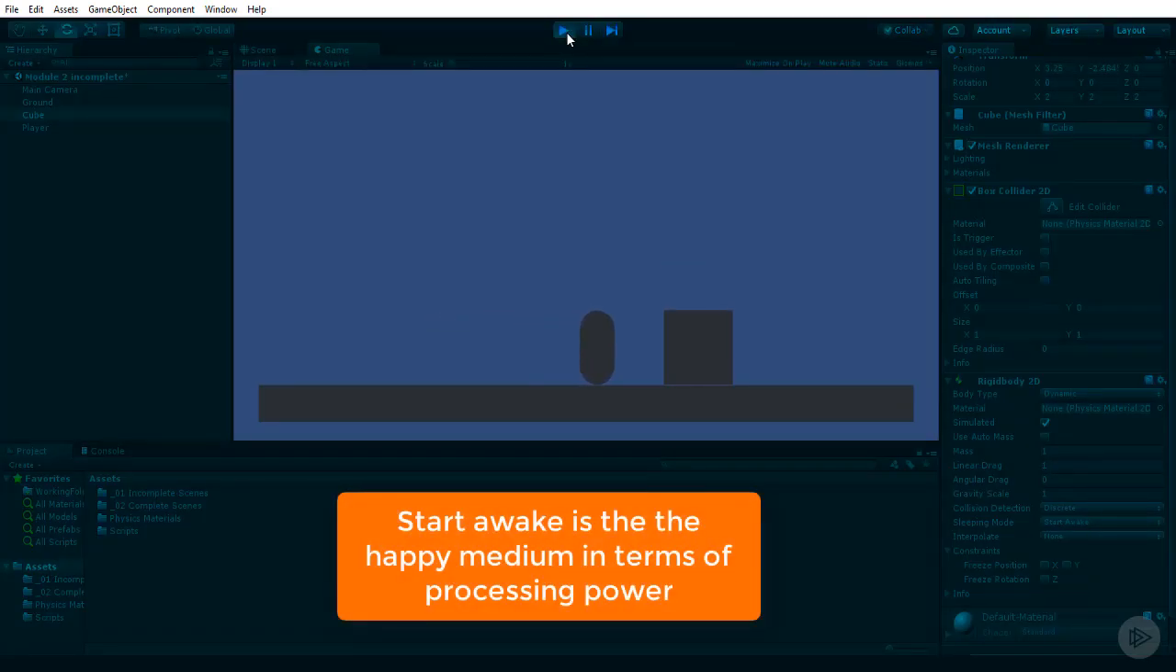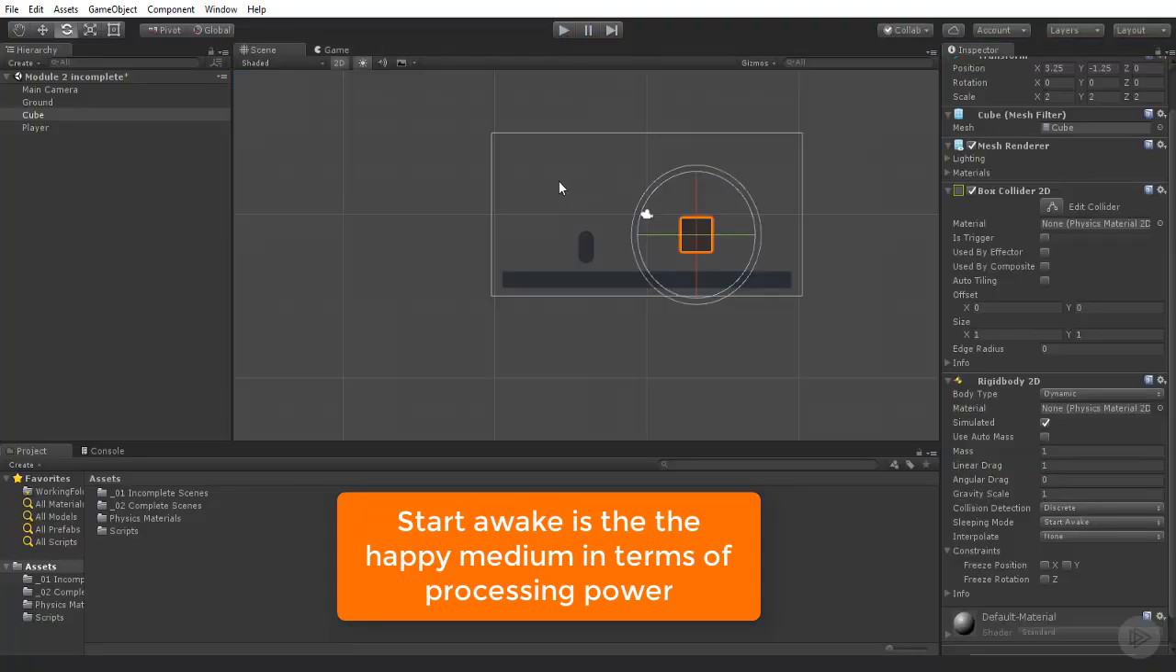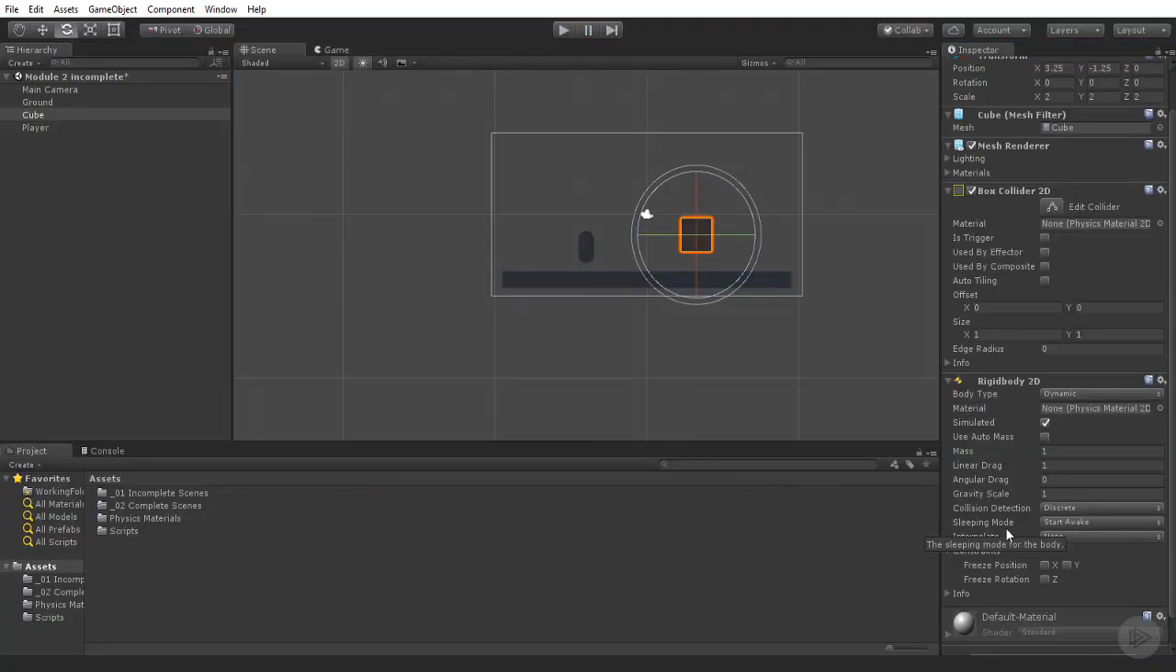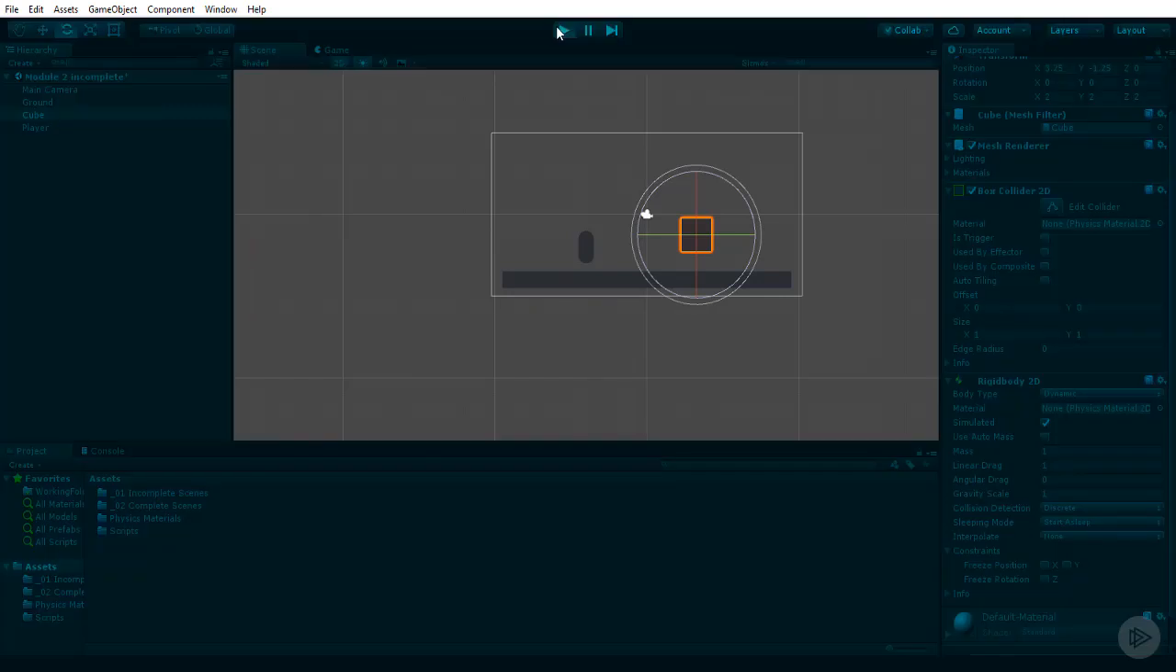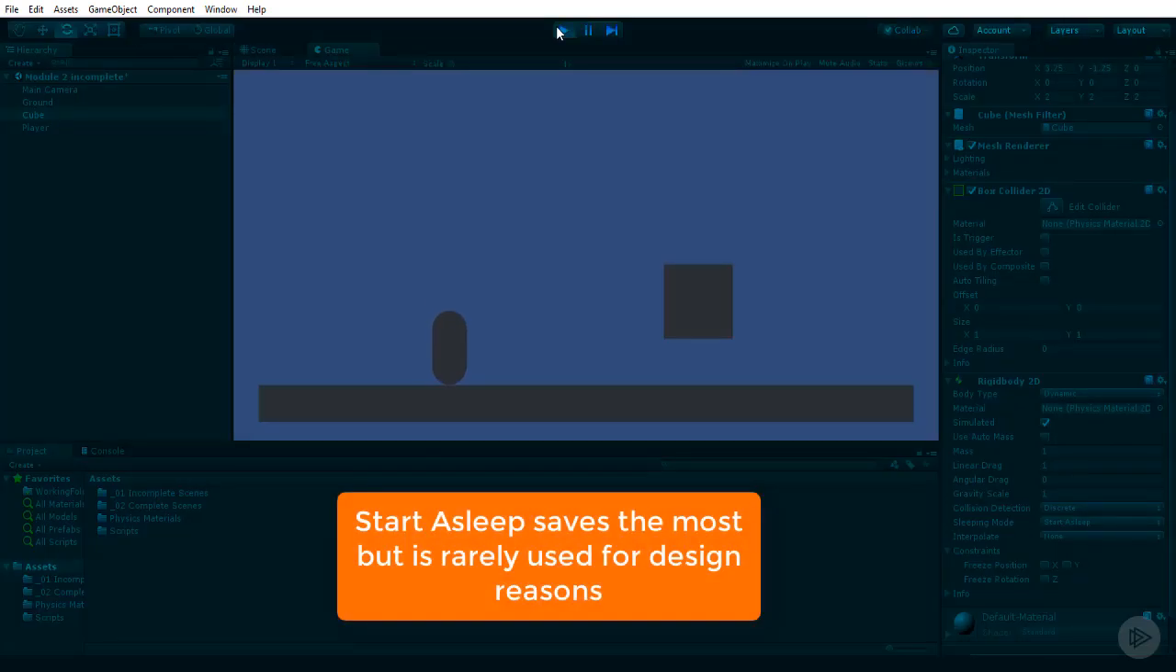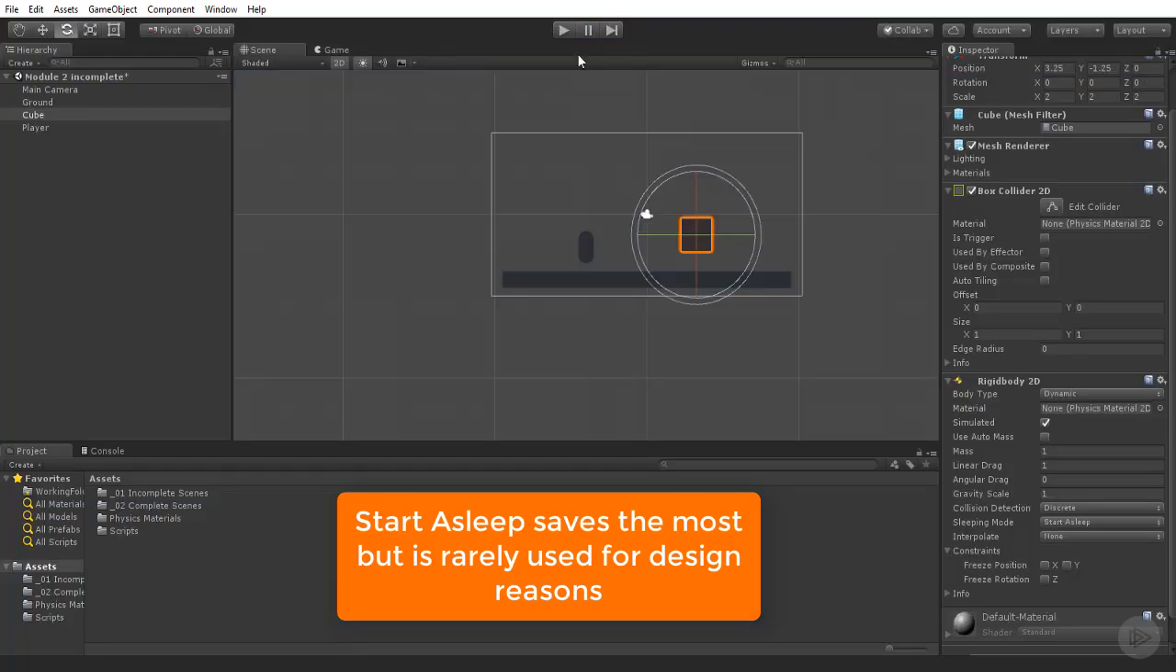It saves some processing power, but not much, but it's really handy when there are very few objects. Start asleep means it's initially asleep, but can be woken up by any collisions. It saves the most processing power, but is not used all that much, and used in very rarefied situations.